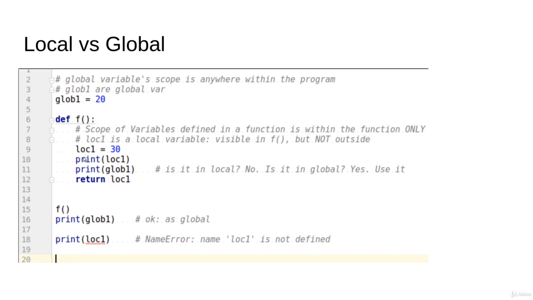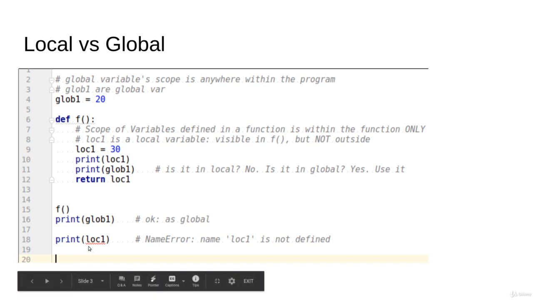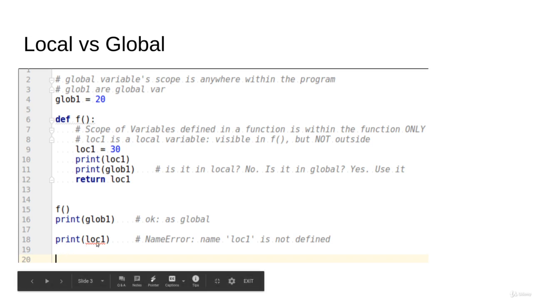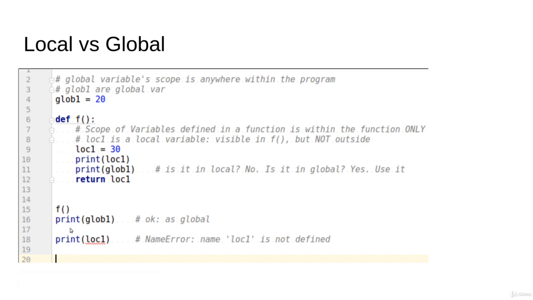So if you try to use this look1 outside, like here, you will get a name error, because no one knows about that. The global is visible everywhere in the program. The local is only visible inside the function. You shouldn't try to use the local one outside the function. It is defined in the whole function here, so it's visible here but not here.